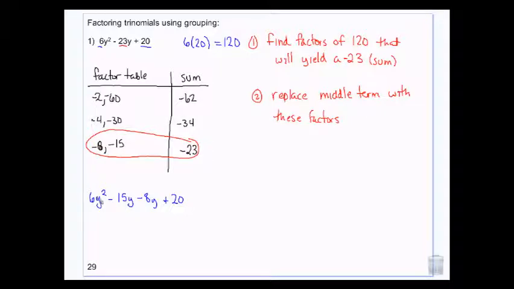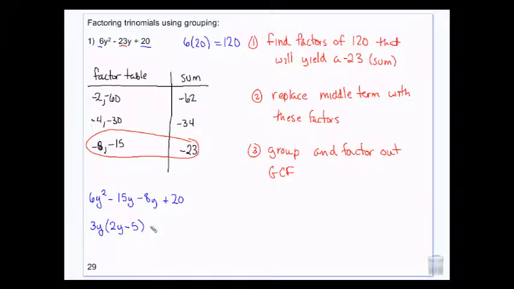And I could have gone the other way, and I could have done 6 and 8 and divided by 2, and 15 and 20 and divided by 5. Either way will get you the same answer. So then I group and factor out the GCF. Oops, keep going ahead of myself. Okay. So 6y and 15y will both divide by 3y, and I get 2y minus 5.